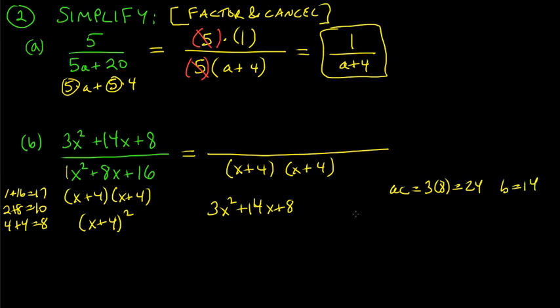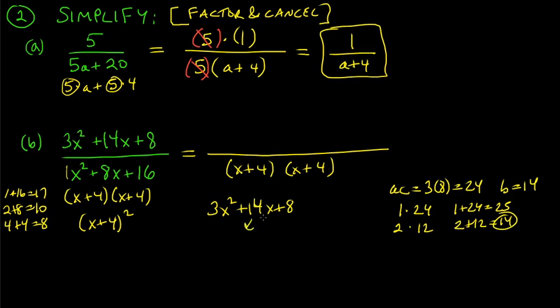There we go. All right. So it's not 1 times 24. 1 plus 24 is 25. You can do 2 times 12 is 24, and 2 plus 12 is 14. So there we go, right?